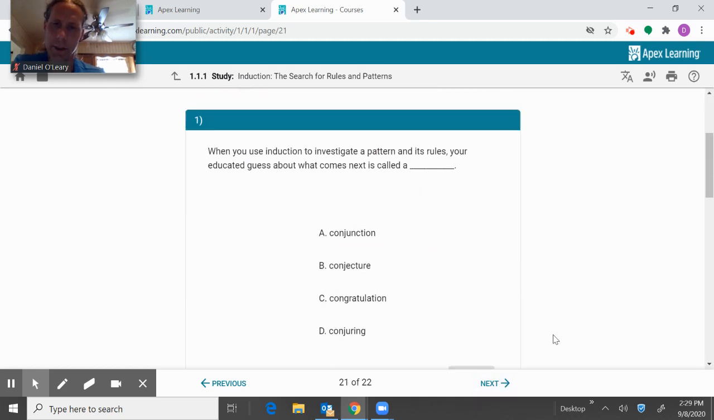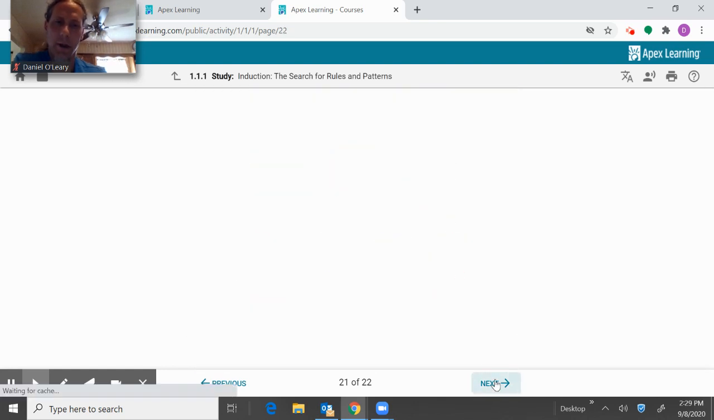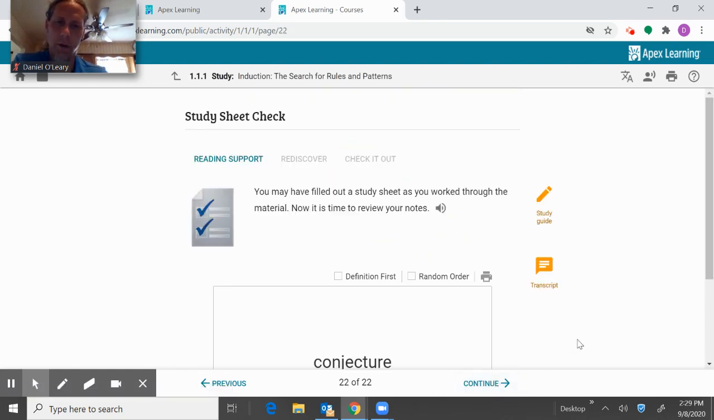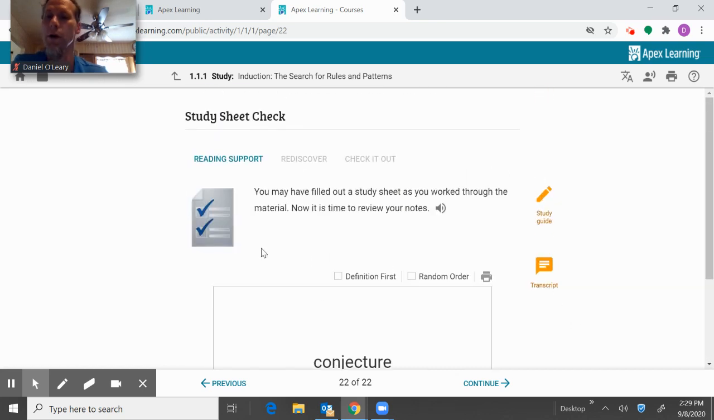It says, congratulations, you're ready to take sample questions, which are here for the quiz, and then you'll be ready to take the quiz. After you finish this lesson, you can take the quiz. Hopefully this was helpful. Again, see me on Zoom or on Google Classroom if you have any questions. I hope this was helpful.